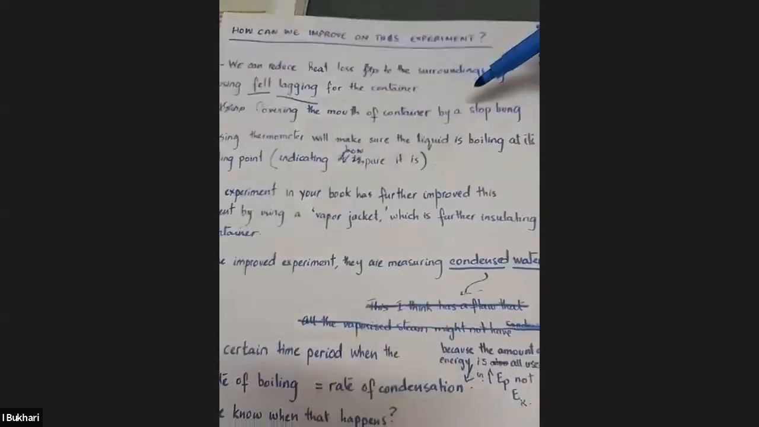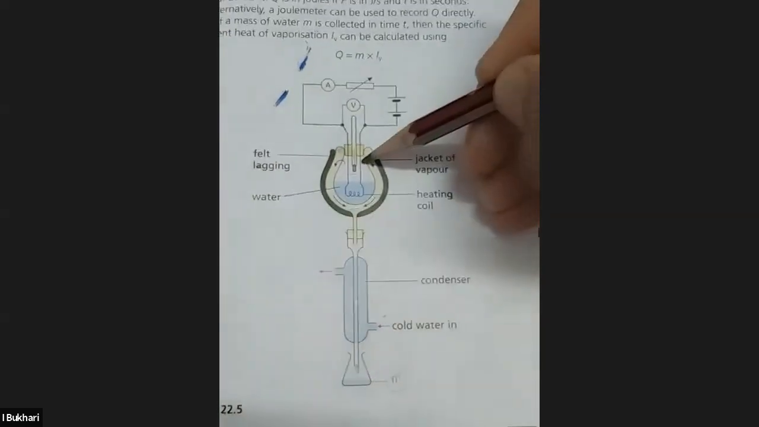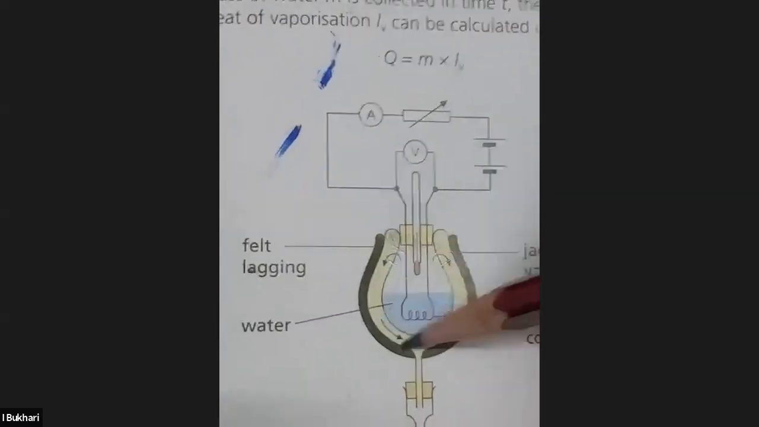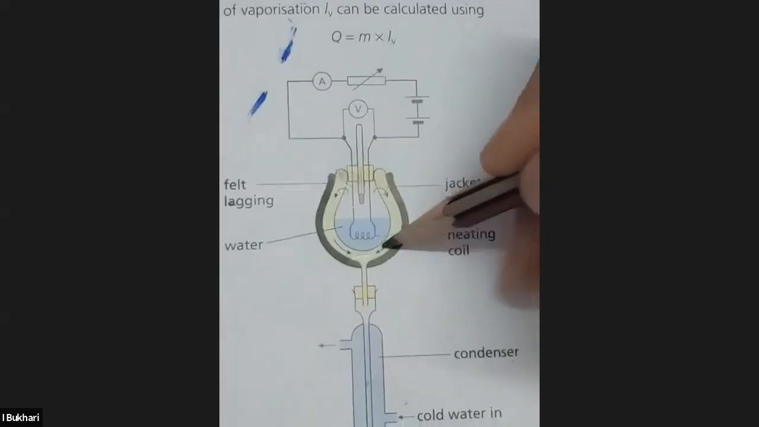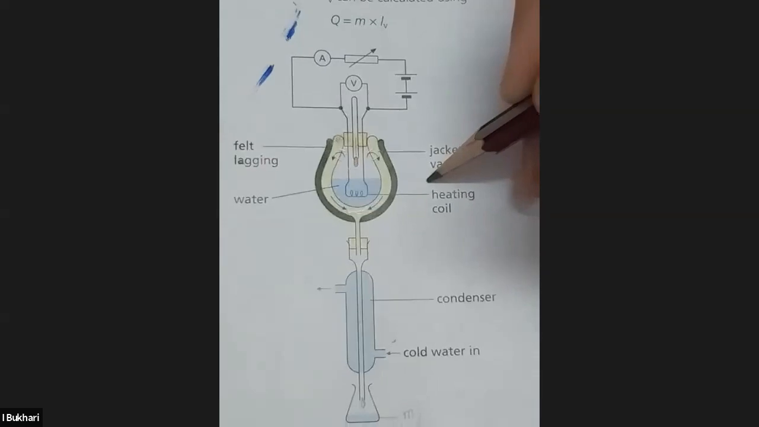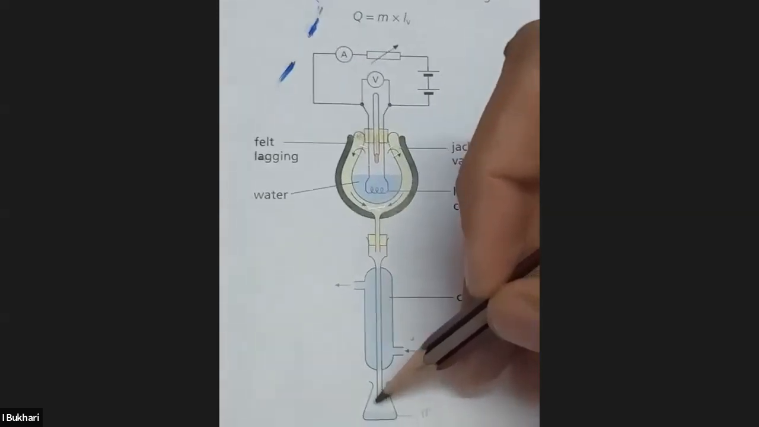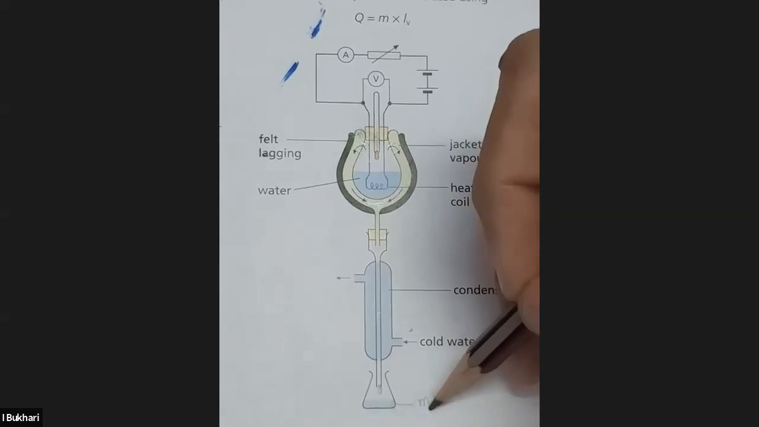Second, we cover the mouth of the container with a stop bung, a stopper. But remember, they are not allowing the vapors to accumulate. We have holes here which allow the vapors to move into this jacket, which surrounds this whole container. After some evaporation and boiling, this jacket will be filled with vapor, forming a jacket of vapor which will further insulate the container from the surroundings. Then these vapors pass through this condenser, where they condense into liquid, and that liquid is collected in a beaker, the mass of which can be measured. So we will measure this condensed liquid, okay?